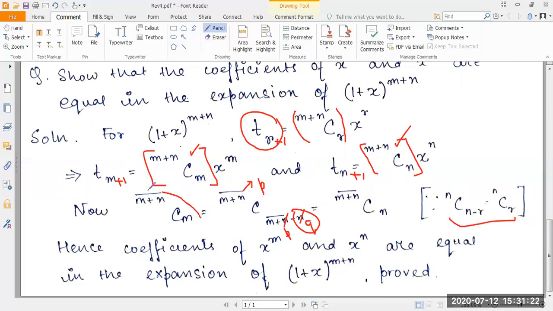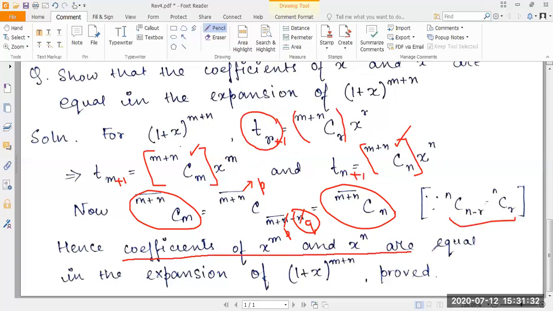Now you see (m+n)Cm has been equated with (m+n)Cn. So essentially these two coefficients are the same, and that is what we had been asked. So the coefficients of x to the power m and x to the power n are essentially equal in the expansion of (1 + x) to the power m + n.